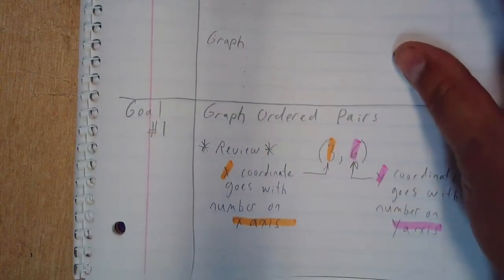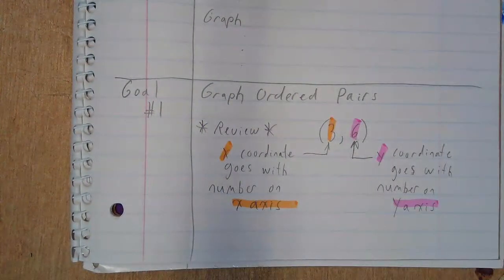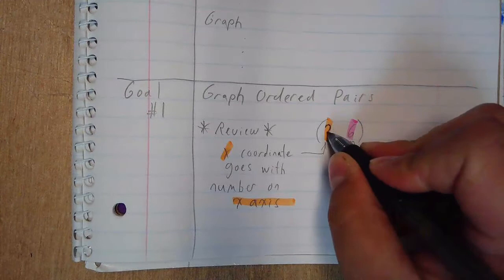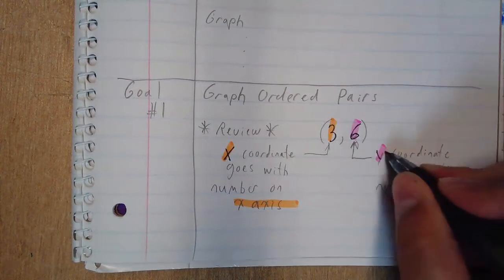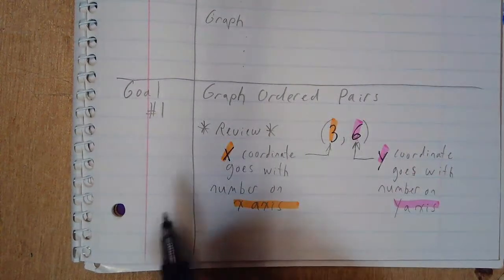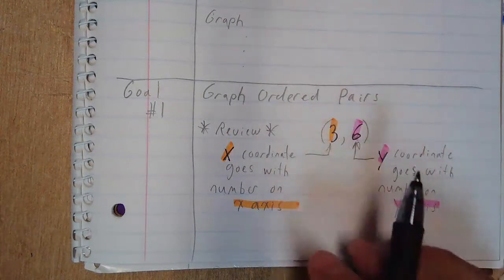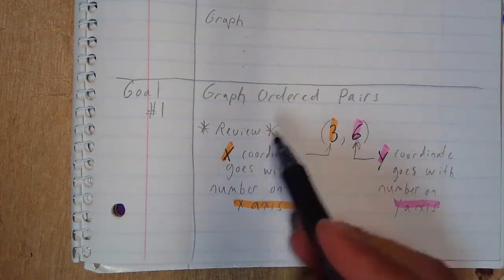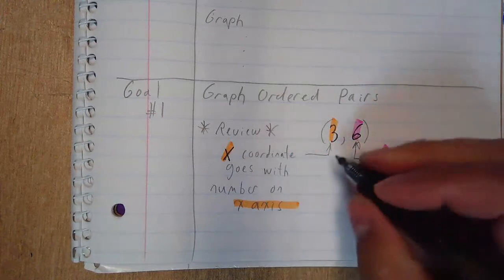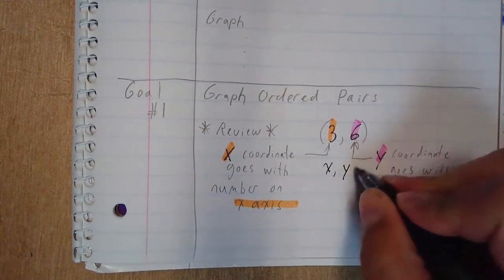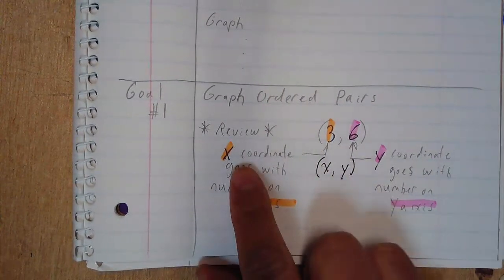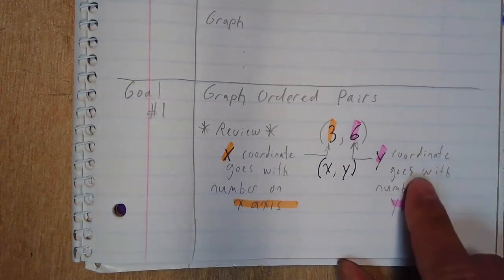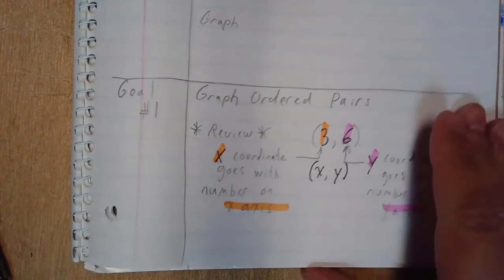Okay? So the first goal of graphing an ordered pair, this is review time. You have two numbers. You have an x-coordinate and a y-coordinate. X, Y, just like in the alphabet, X, Y. Pair tells you that you need two numbers. That should be a giveaway right there. And the way I remember it's ordered is because, again, X, Y. So this is the X, Y ordered pair, right? And just to remind you, the x-coordinate goes with the numbers on the x-axis. The y-coordinate goes with the numbers on the y-axis. Okay?